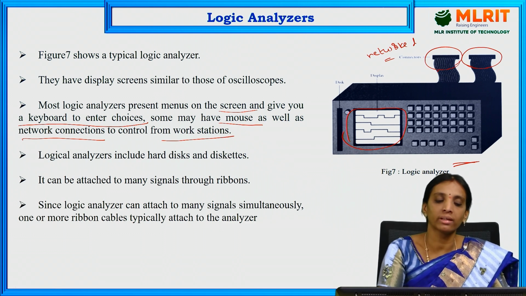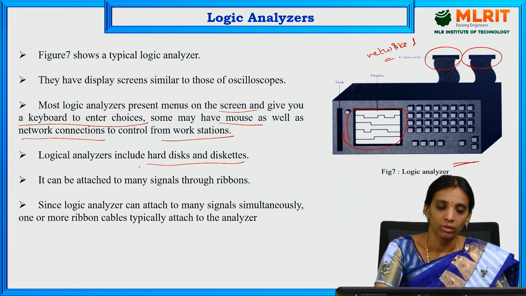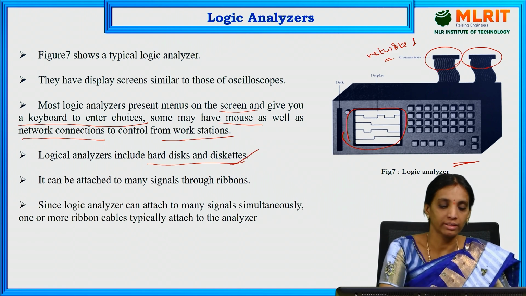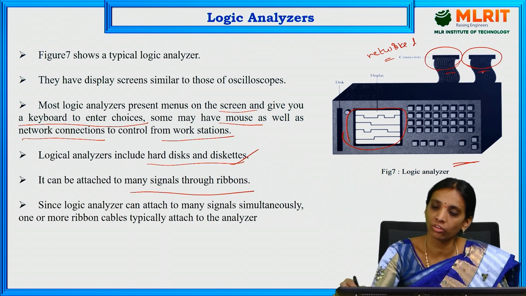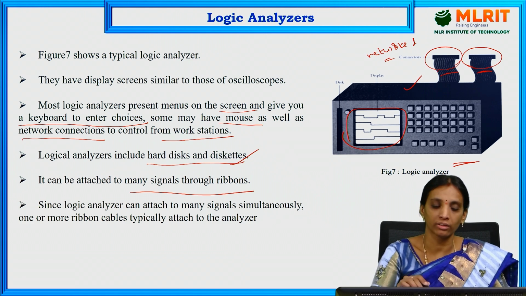These logic analyzers include hard disk and diskettes. As we have already discussed, logic analyzers are used as storage devices, therefore they use hard disks and diskettes. It can be attached to many signals through ribbons, which are also called buses. These are used for connecting the logic analyzer to other devices.